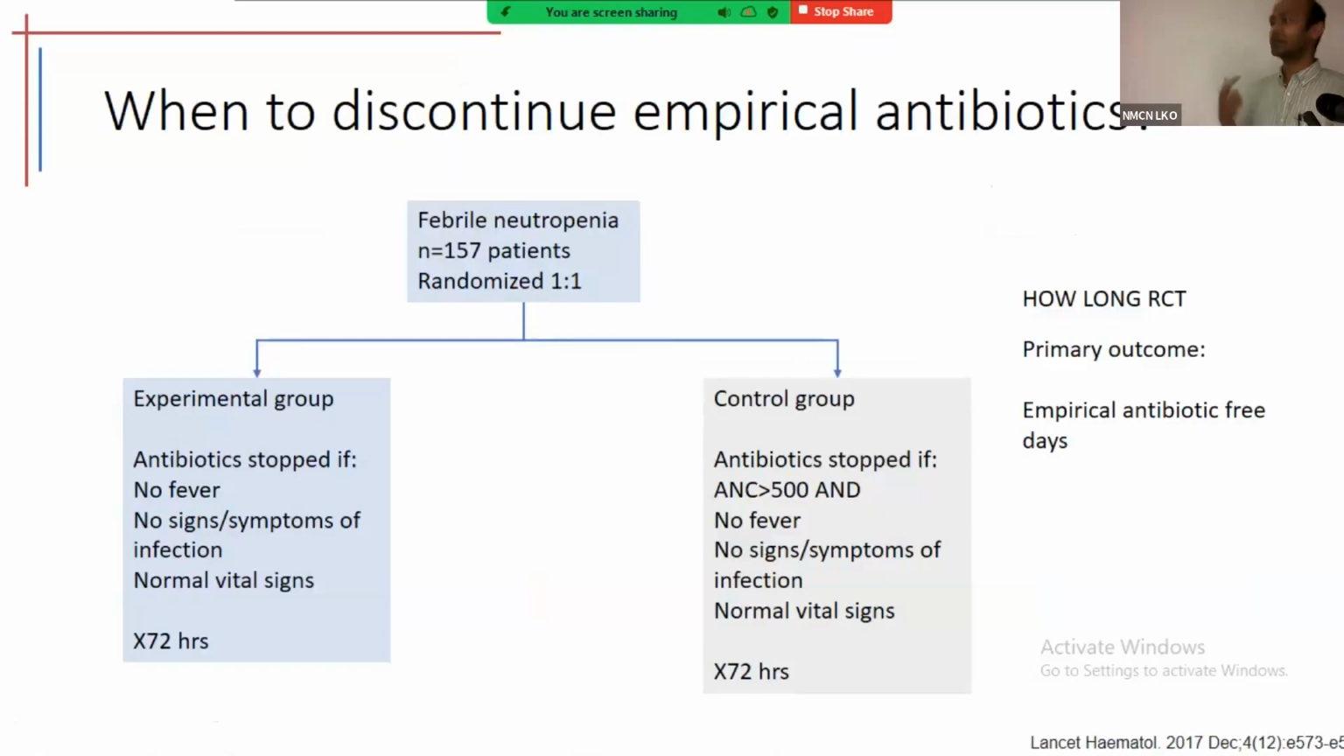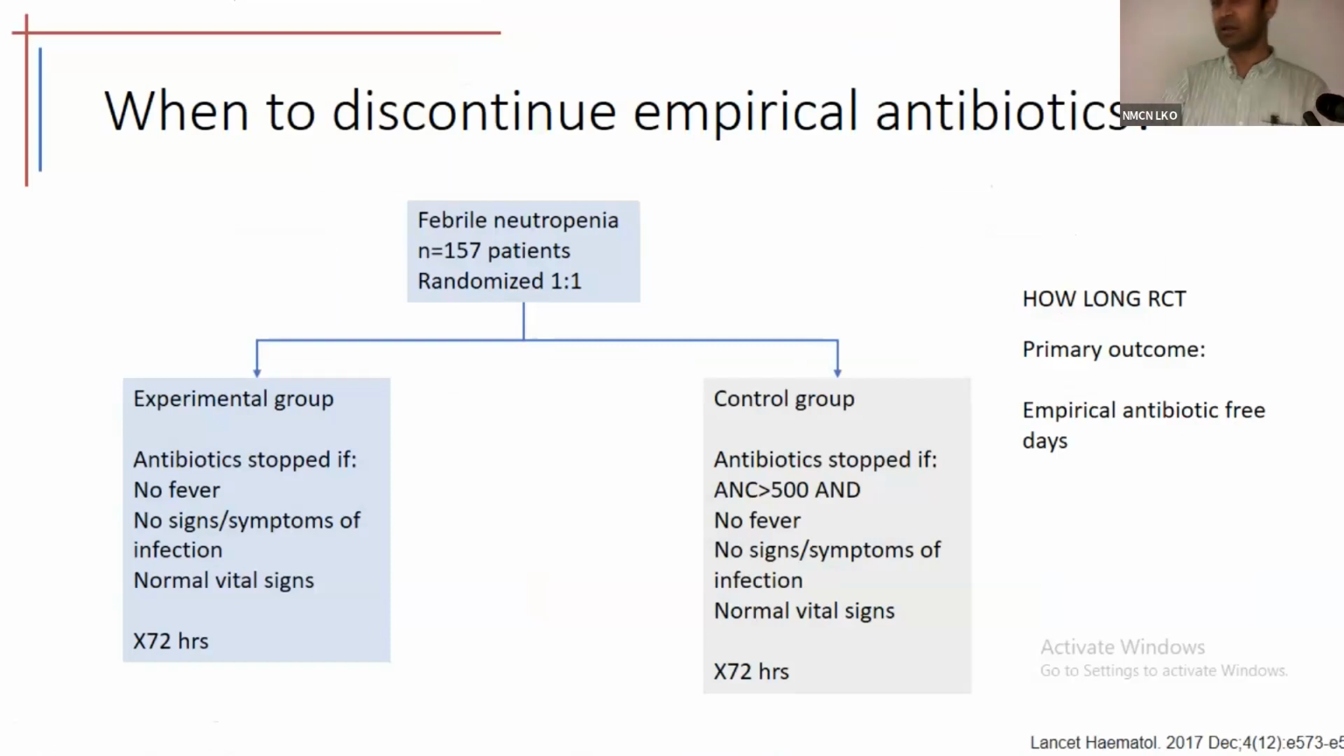So how long do you continue empirical antibiotics? There was this clinical trial reported in 2017. Appropriately, this is named the How Long study, and the primary outcome here was empiric antibiotic-free days. And what they wanted to see was, in febrile neutropenia patients, can you risk stratify them based on clinical features alone? So without going by the ANC, absolute neutrophil count.